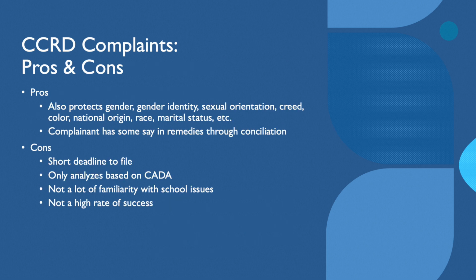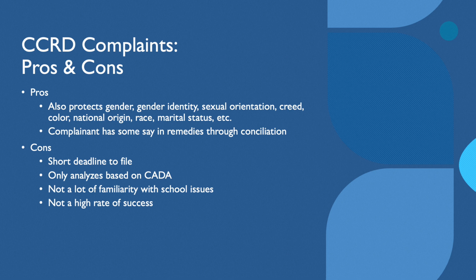Similar to some of the other processes we've discussed, CCRD has jurisdiction over laws that protect against discrimination based on categories other than disability. Specifically, CADA protects against discrimination based on gender, gender identity, sexual orientation, creed, color, national origin, race, and marital status. If the complaint is resolved through conciliation, which is required after a violation is found, the complainant does have some say into the remedies.